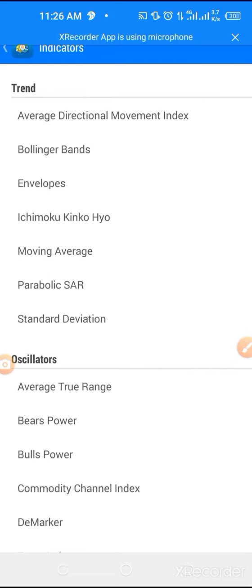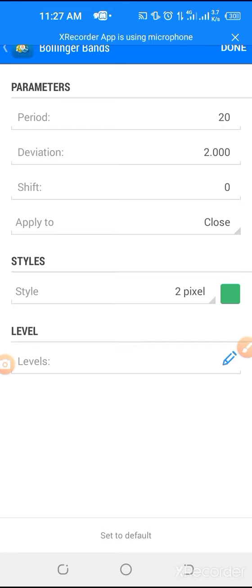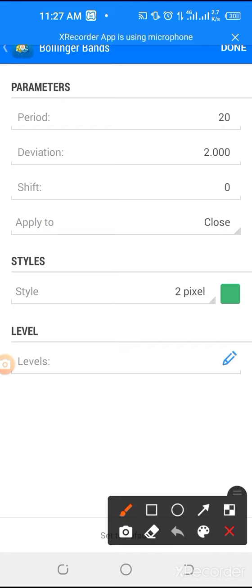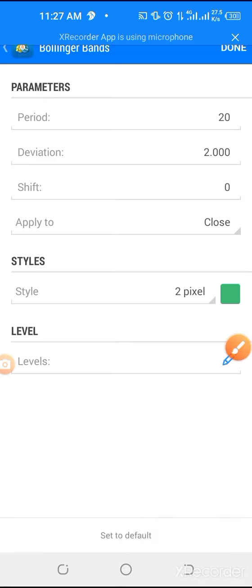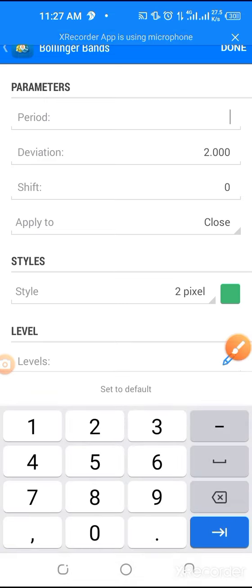Okay, I want to add the Bollinger Band. So you can see where to add our periods. You'll be taught how to add all of these indicators when you're learning them, but this is how it is inputted. So you have the period. Let me use a period of 30. I leave the deviation, apply to open. All right, apply to open.